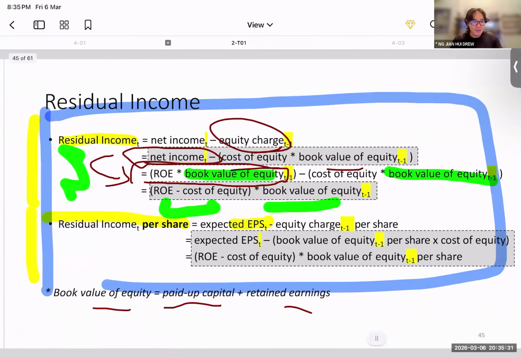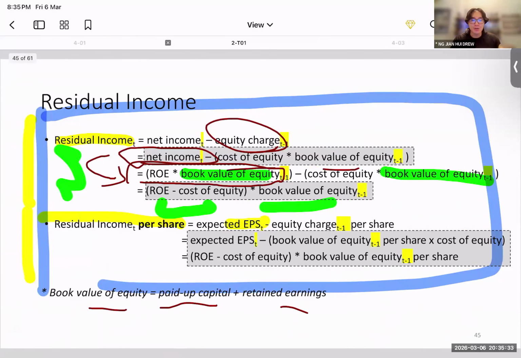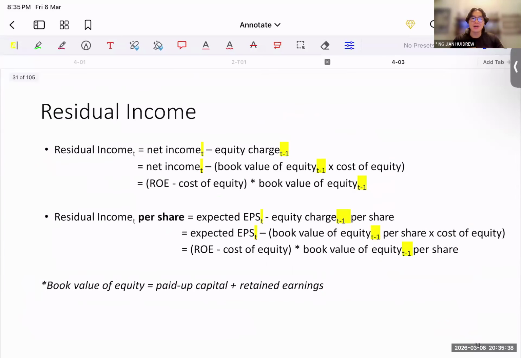I'm just going to go over to the residual income model. We discussed this in quite some detail here, so we are going to do a quick recap on this slide. Question: for the residual income model, we take the net income for this year minus the equity charge at T minus 1, so 1 year before that. Why do we take the equity charge 1 year before, meaning at T minus 1? Why do we not take the equity charge at T?